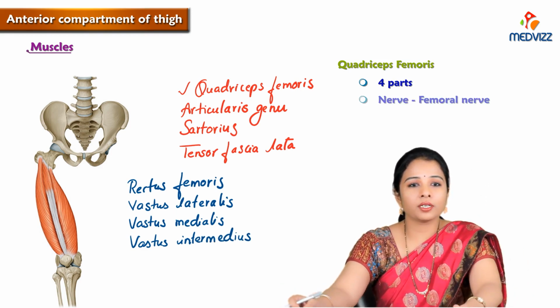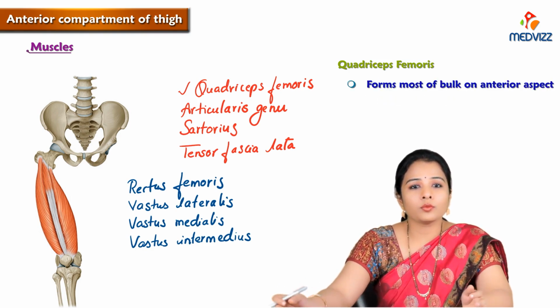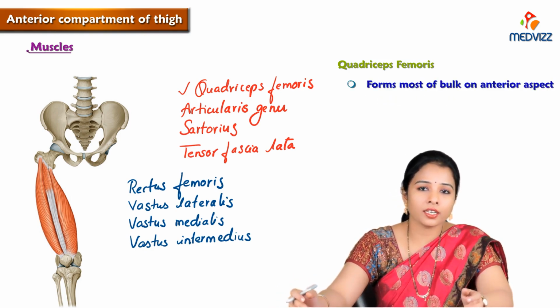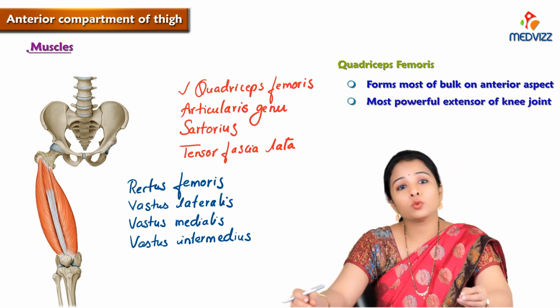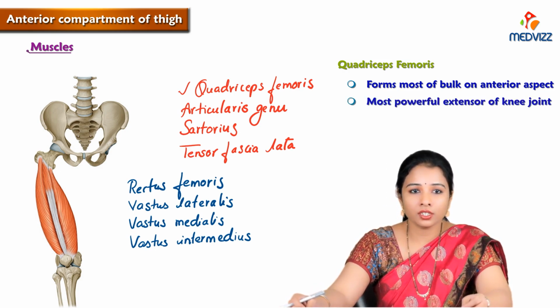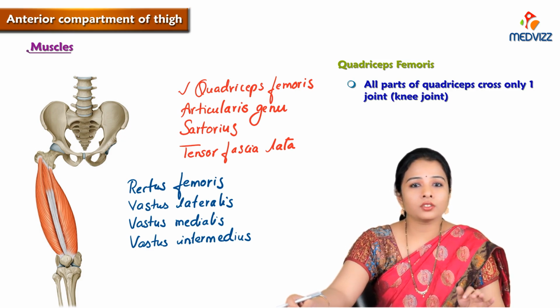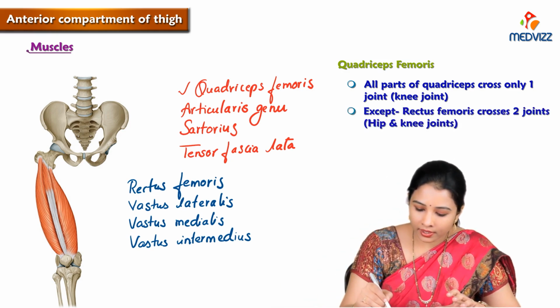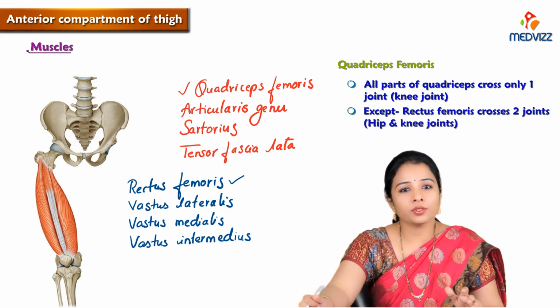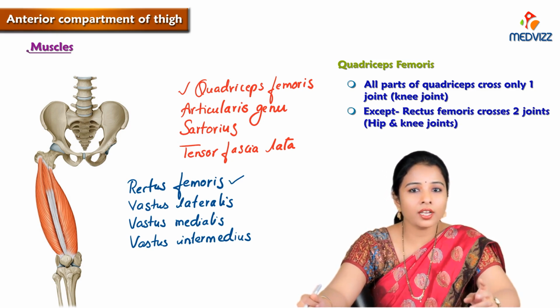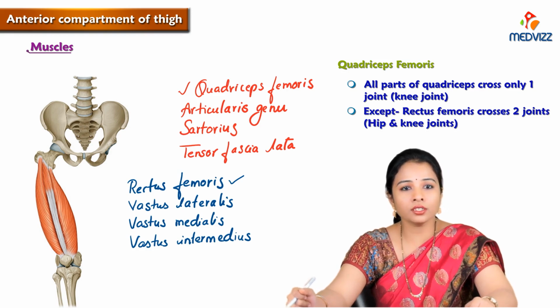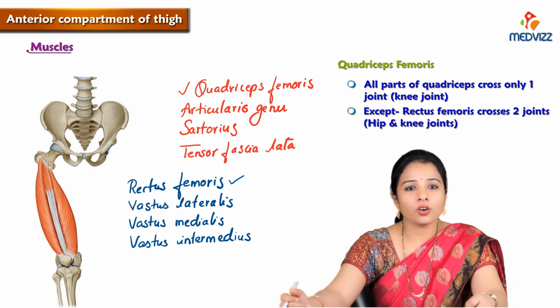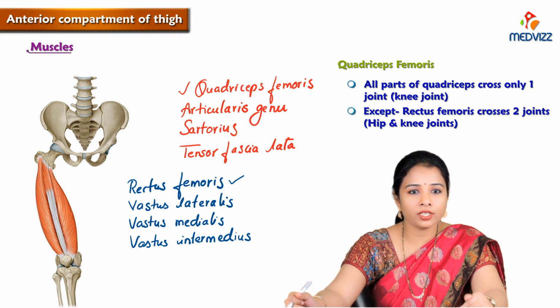All these heads are supplied by the femoral nerve, and it forms the most of the bulk of the anterior aspect of the thigh, and it is the most powerful extensor of the knee joint. And all the parts of quadriceps femoris cross only one joint, that is the knee joint, except the rectus femoris muscle. So rectus femoris is further having two heads, and it crosses two joints, that is the hip joint as well as the knee joint. So let's see the origin, insertion, nerve supply of these various parts.